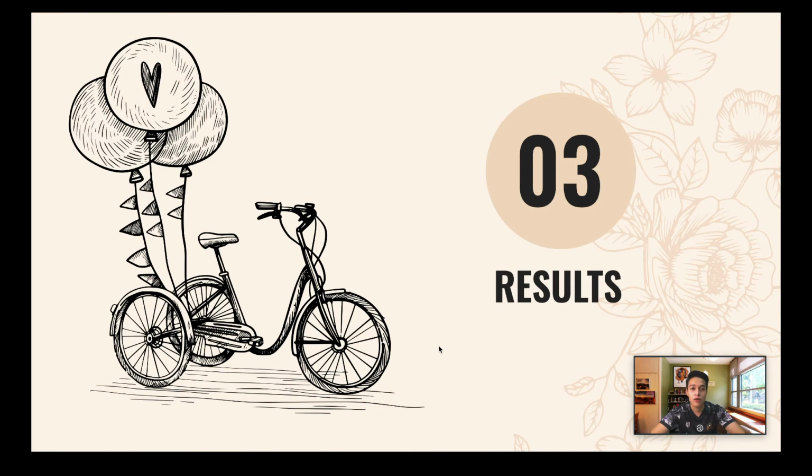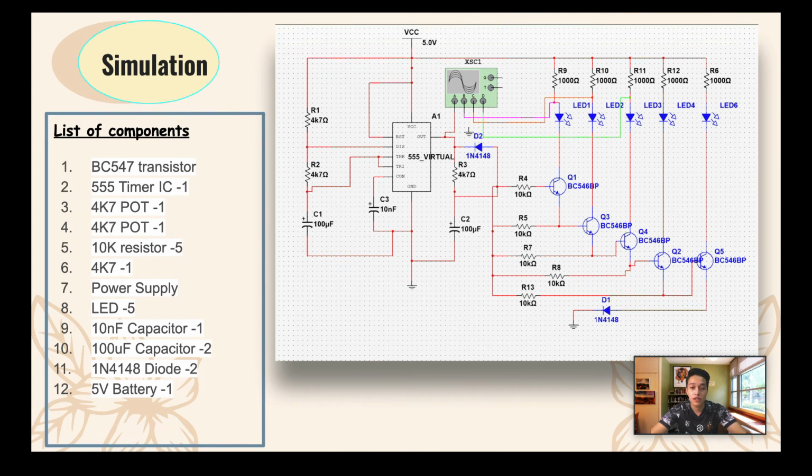My name is Muhammad HASIF bin MAHAZIR and my matrix number is 206444. And today we are going to discuss our project, the byte signal. So the result of our project: this is our simulation that we use to design our circuit.